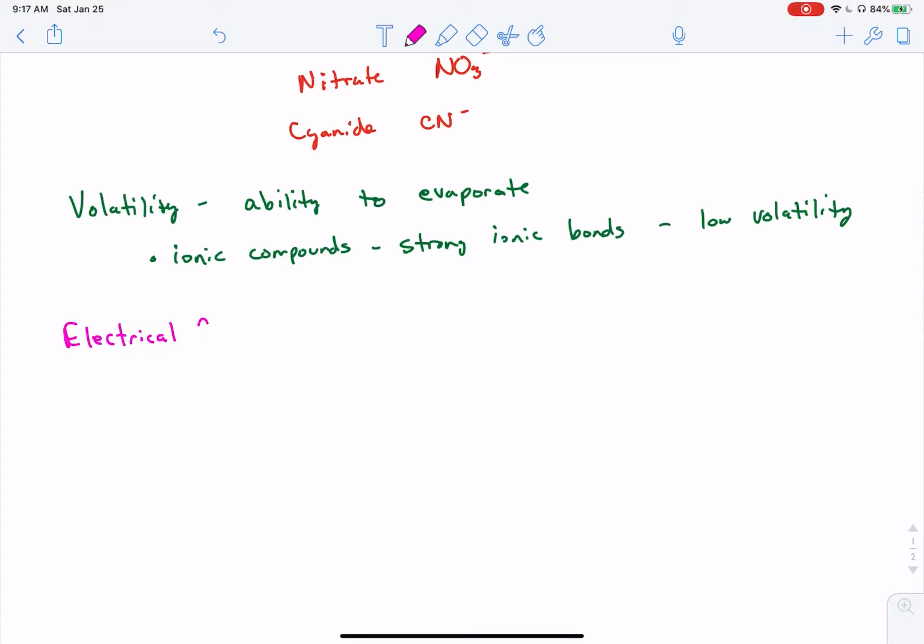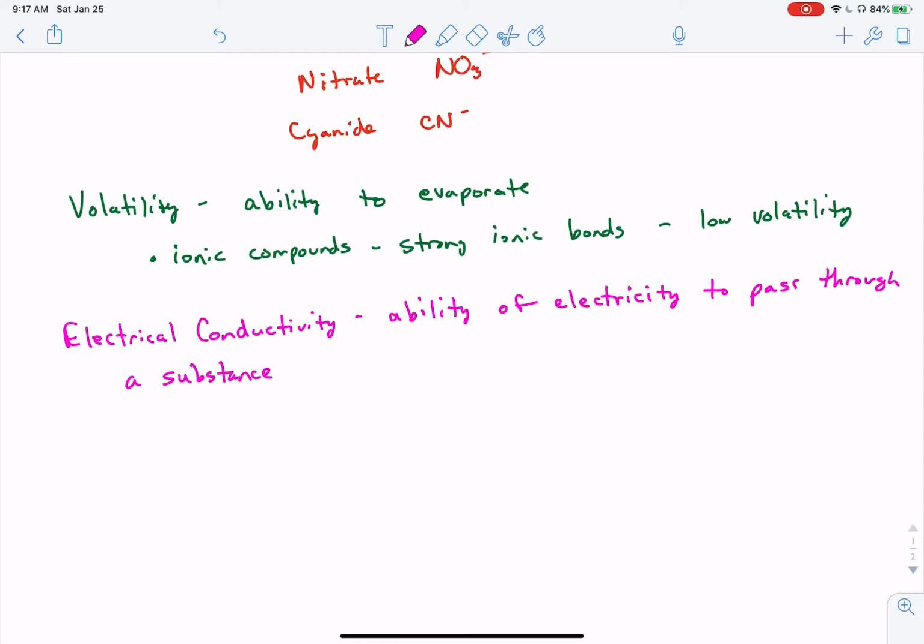Electrical conductivity. Okay. The ability of electricity to pass through a substance due to free moving electrons or ions. Okay. And that's the key thing here. When you talk about electrical conductivity, you want to talk about, does the species have free moving electrons or ions? And make sure you use the right one in the right context.